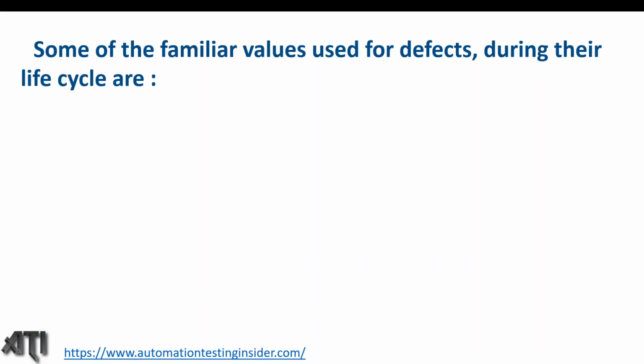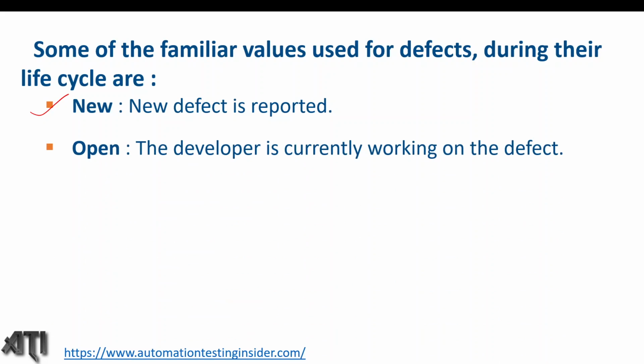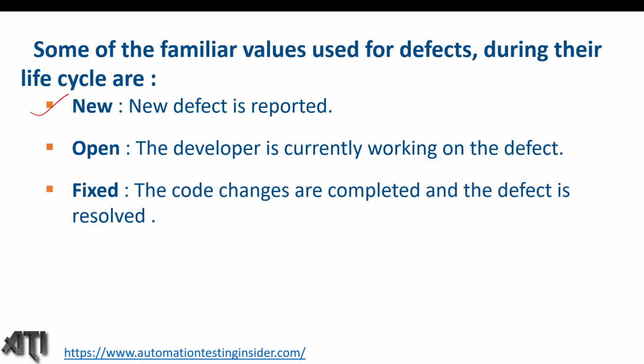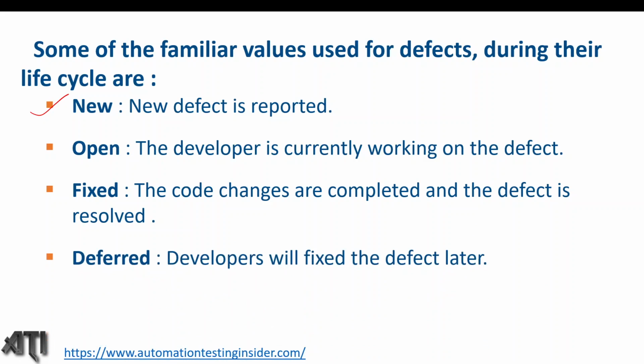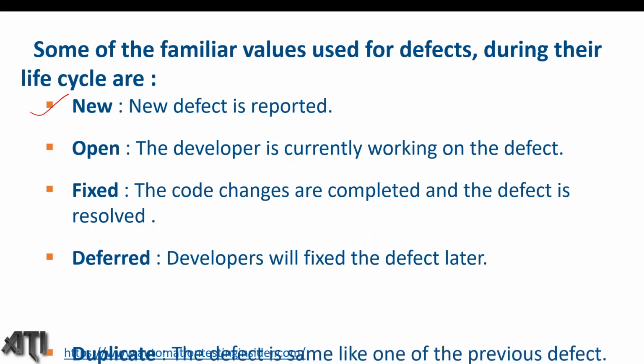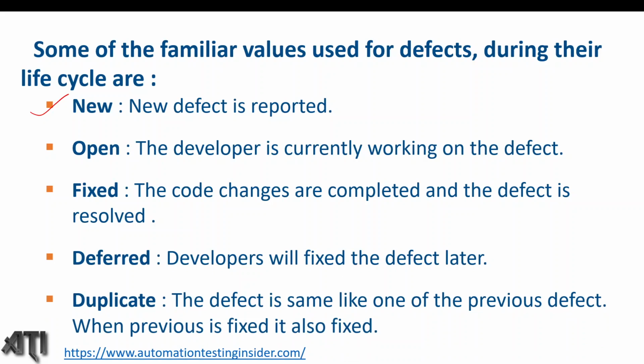Now let me recap what we have discussed so far. What are the various statuses we have discussed? What is the new status? A newly reported defect is called the new status. We have the open state, right? The developer is currently working on the defect, that is the open state. What is fixed? The code changes are completed and the defect is resolved, that is the fixed status. Deferred, developers will fix the defect later in the next cycle, so that is the deferred status. Duplicate, the defect is the same as one of the previous defects. When the previous defect is fixed, this is also fixed, so that is a duplicate defect.